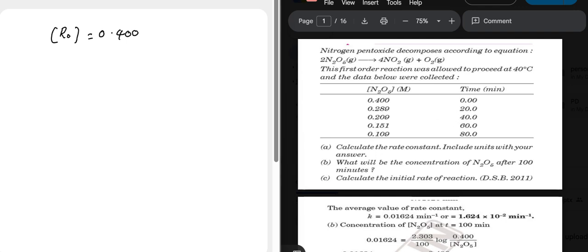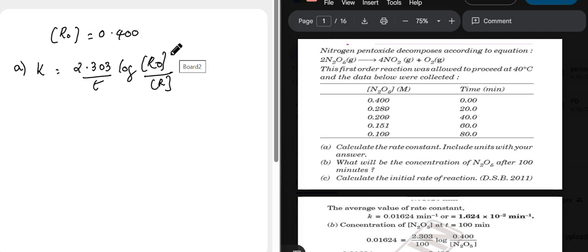Our task is to calculate the rate constant. Since it is a first order reaction, the rate constant equation we know is K equals 2.303 by t log R0 by R. This is the equation for rate constant. Since different time intervals and different concentrations are given, we can choose any set of values. R0 will always be the same because it is the concentration at 0 minute. That will always be fixed.